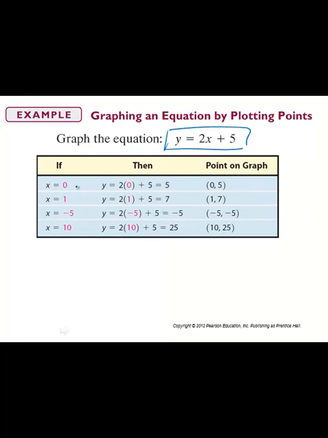Alright, so we can specify some different values for x, like 0 for example, and then find the corresponding value for y. Now if x is equal to 0, 2 times 0 plus 5 is 5. So 0, 5 is going to be a point on the graph of the equation. Maybe we can set x equal to 1. And if x is 1, then y is going to be 7. And 1, 7 is going to be on the graph. And likewise, if x is equal to negative 5, we'll see that y is equal to negative 5. So we have yet another point on the graph, and yet another point.